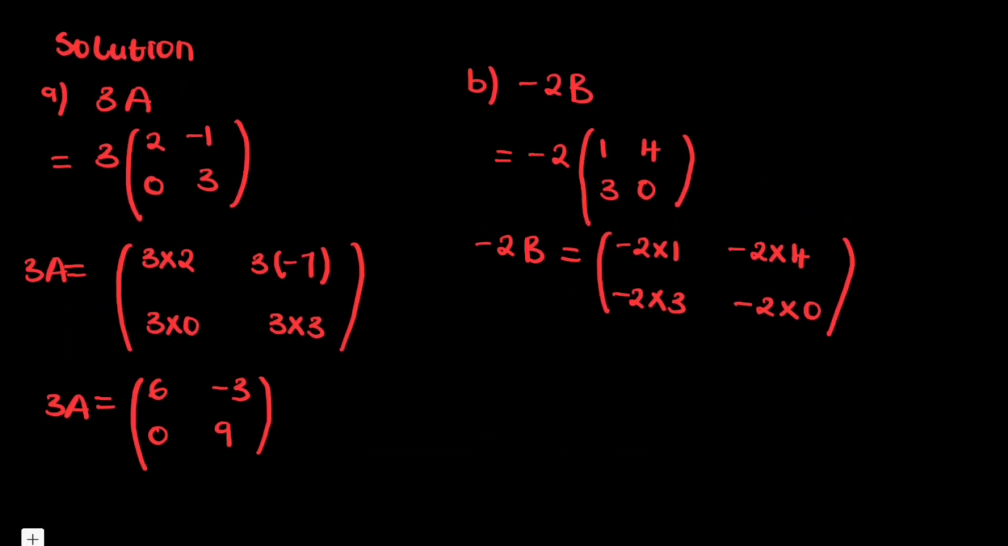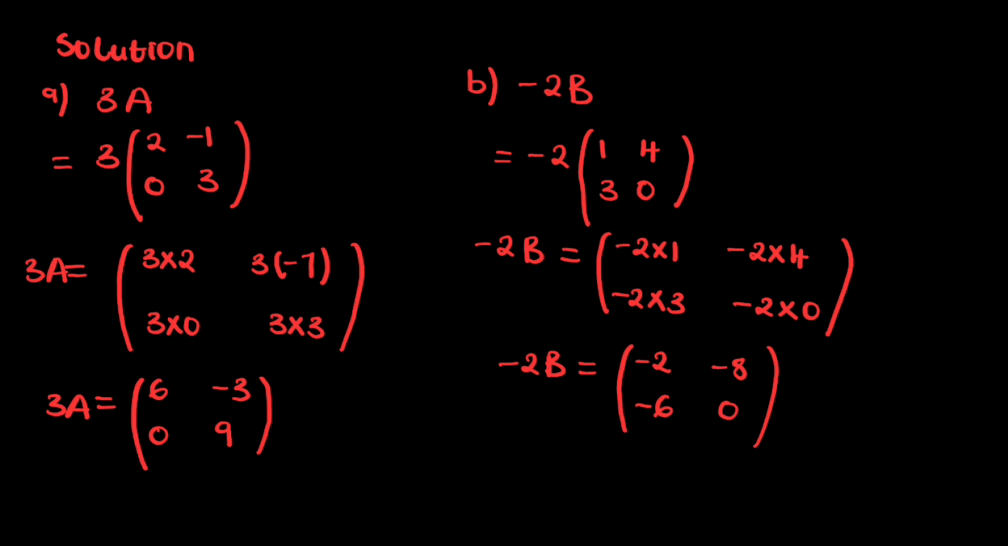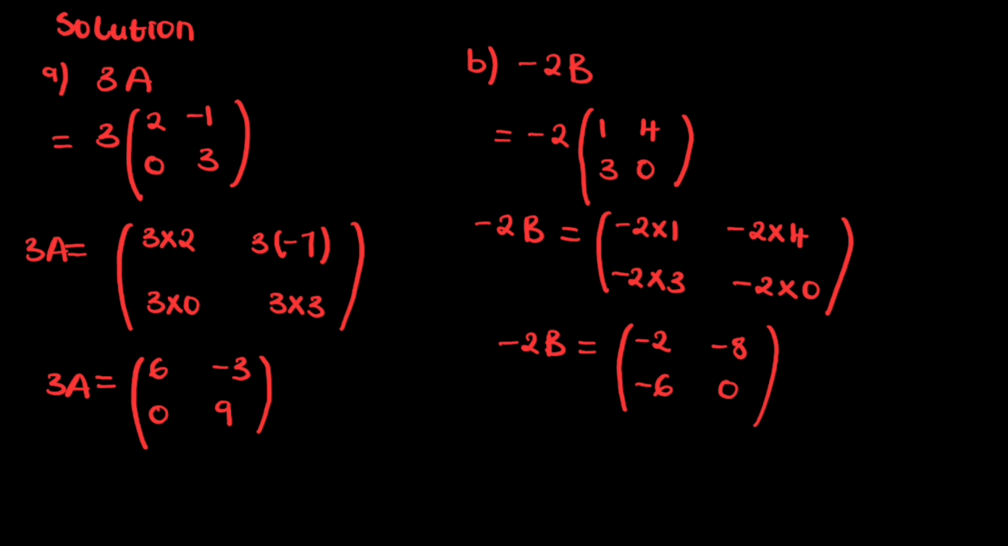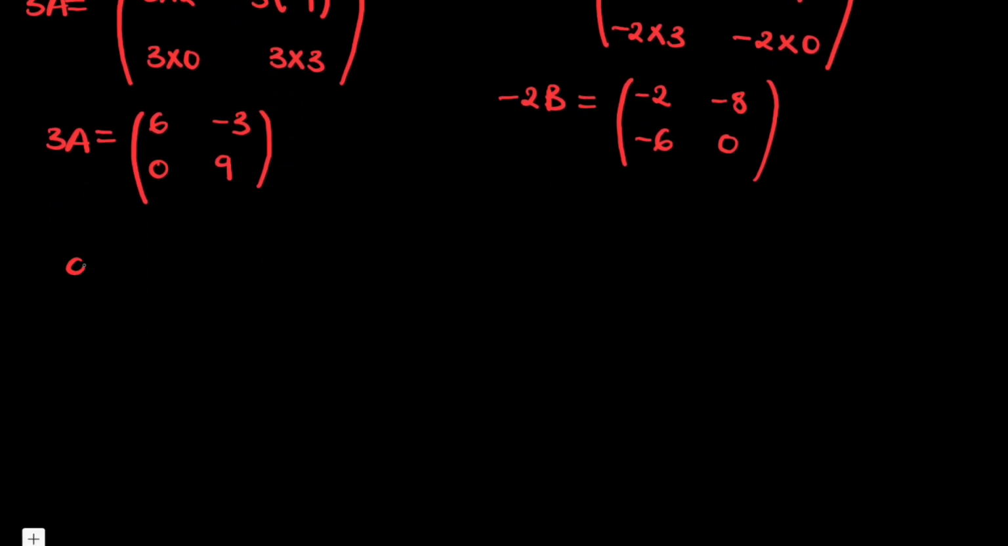So now this is just simplification that we are to do. Minus 2 times 1 is minus 2. Minus 2 times 4 is minus 8. Minus 2 times 3 is minus 6. And minus 2 times 0 is 0. So that is it.